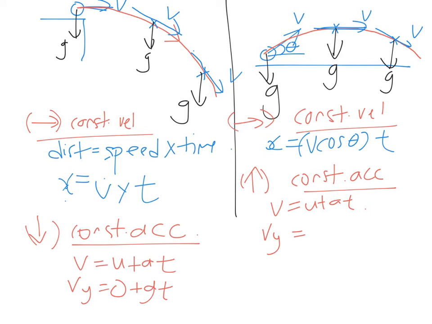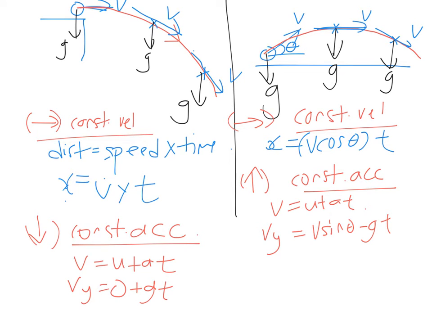U is what? V sine theta. Why? Because you are projecting the object at the angle. So initially, does it have a vertical component, which is v sine theta, right? So it's v sine theta. And your acceleration must take negative because upwards is positive, so it's minus gt.